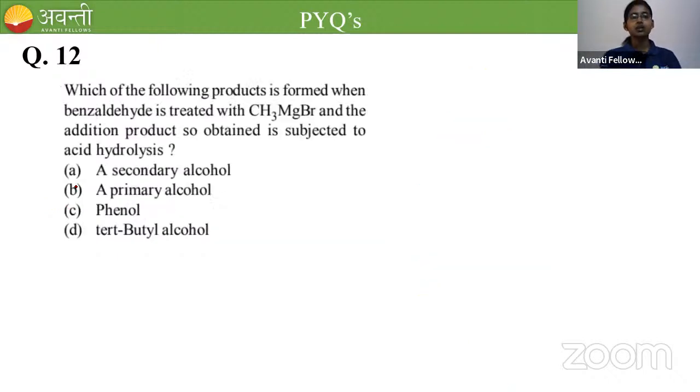So we'll go for question number 12. Which of the following compounds is formed when benzaldehyde is treated with CH3MgBr and the addition product so obtained is subjected to acid hydrolysis? So what will you get when benzaldehyde is treated with CH3MgBr and on hydrolysis? Primary alcohol, primary or secondary alcohol, phenol, tertiary butyl alcohol. So what is the answer? Just take your time. I'll give you 10 to 15 seconds. Try to find out the answer for this question.